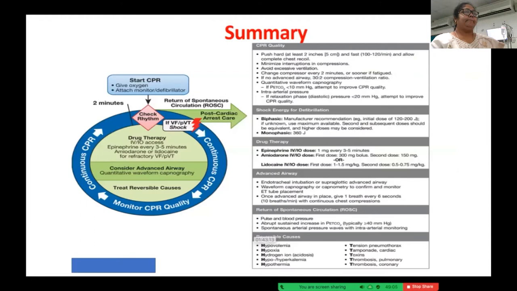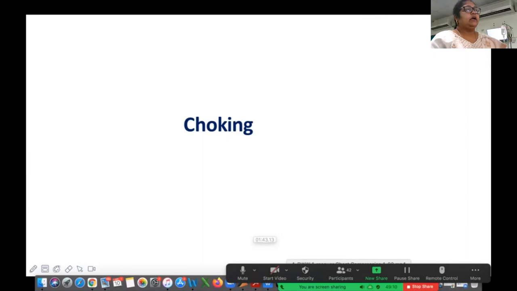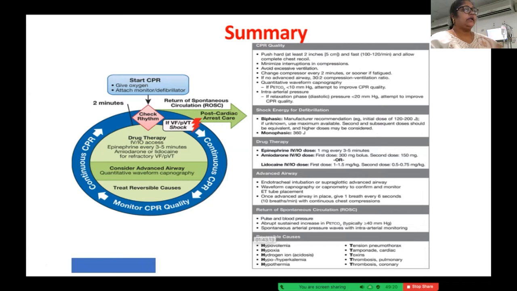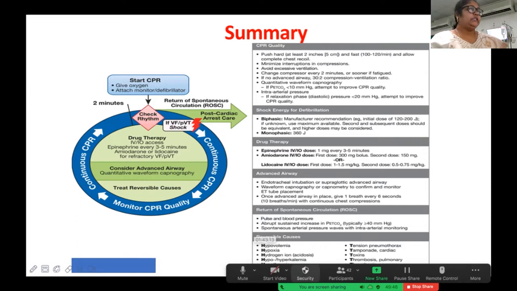So in summary, CPR is a continuing process. We'll go through the choking algorithm. Now, as I said, CPR is a continuous process, and every 2 minutes we have to reassess the heart rate and check the rhythm. And we have to decide if it is shockable or non-shockable. We have to consider an advanced airway at any point when we are reassessing every 2 minutes, and monitor the CPR quality also. The drugs that can be used in advanced life support are epinephrine, amiodarone, lidocaine. These are specifically used for some conditions that we will see in the arrhythmia classes. And always remember the reversible causes. If you correct them, the treatment of cardiac arrest is very easy.